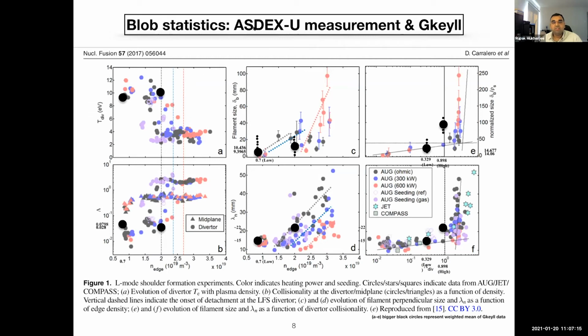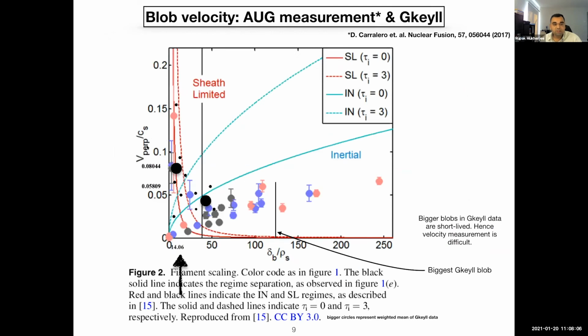We measure these statistical quantities from ASDEX experiments and our Gkeyll data. For these two runs, we seem to be close to the experimental parameters. For the high density case, even though it's not exactly at the same value of collisionality lambda, we seem to be having bigger blobs, this kind of transition that has been shown. Not exactly at the same value, but we are in the ballpark of capturing these blob statistics. Similarly, for the velocity also.